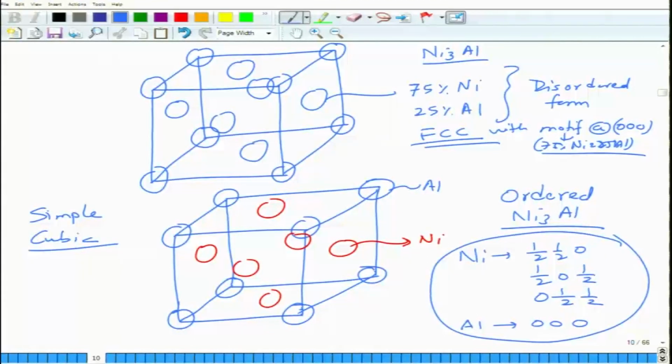And this Ni3Al is very useful because it's used in superalloys to strengthen them. Nickel based alloys are superalloys, and if you add some aluminum to nickel, they form Ni3Al precipitates, and these precipitates provide resistance to dislocation motion, and they make the nickel alloys stronger for high temperature applications.